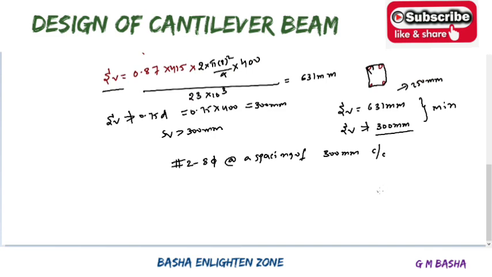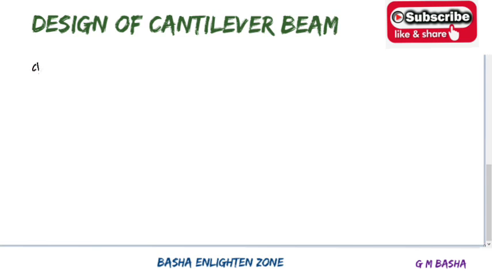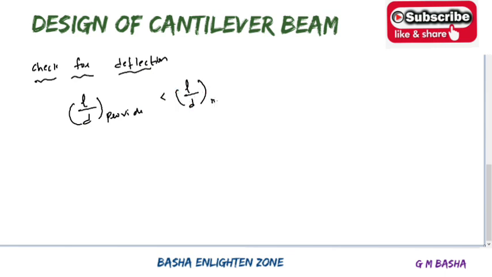So after finding this one, immediately check with the deflection. Check for deflection. So we know the formula for deflection, that is L by d provided will be less than L by d maximum. So what is L by d maximum? So we know that L by d maximum will be equal to L by d basic into Kt into Kc into Kf. So what is L by d basic? Already I told you. For cantilever it will be 7.